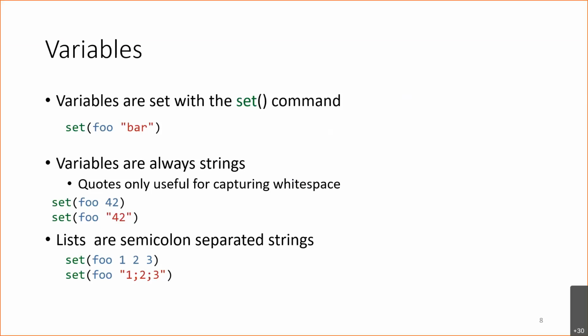Variables can also hold lists. Internally, those are represented as just a string with semicolons to delimit the items in the list. So in this example, both commands will result in foo being a list with the values of 1, 2, and 3.